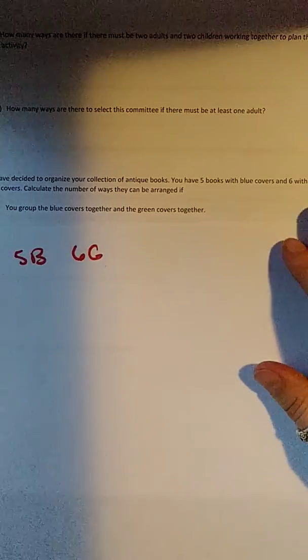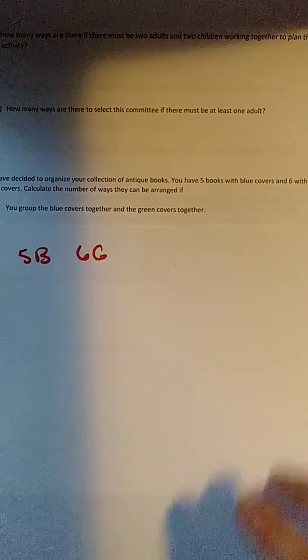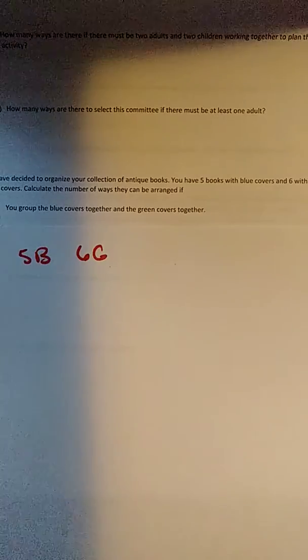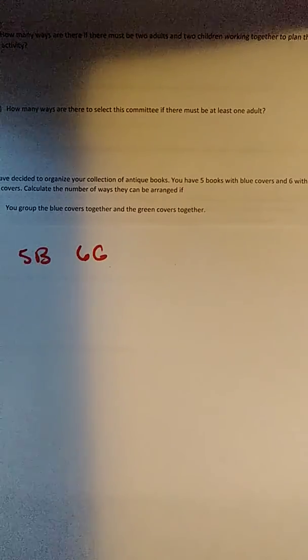We have 5 books with blue covers, 6 with green covers. So we have 5 blue and we have 6 green. I'm just going to write that down to remind myself. Now we have to calculate the number of ways that these can be arranged if we group the blue covers together and the green covers together. We've done a problem like this together in the notes where we're grouping things together.